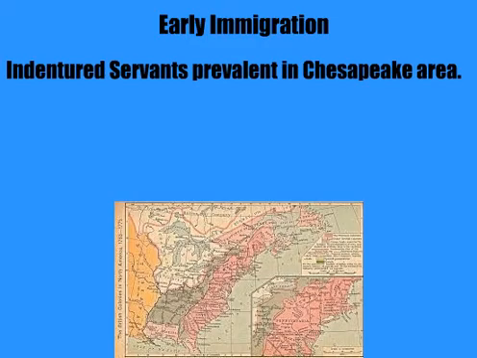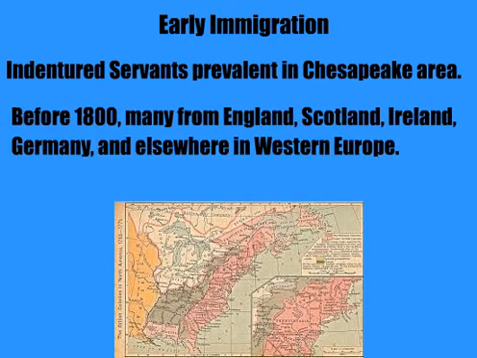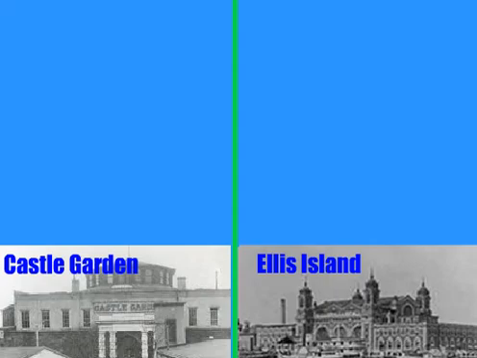Indentured servants of colonial times came over to work tobacco fields after the founding of Jamestown. In the colonial period, an influx of immigrants from Europe was prevalent from places such as England, Scotland, Germany, and Ireland. You need to know about the two major waves of immigration of the 19th century.